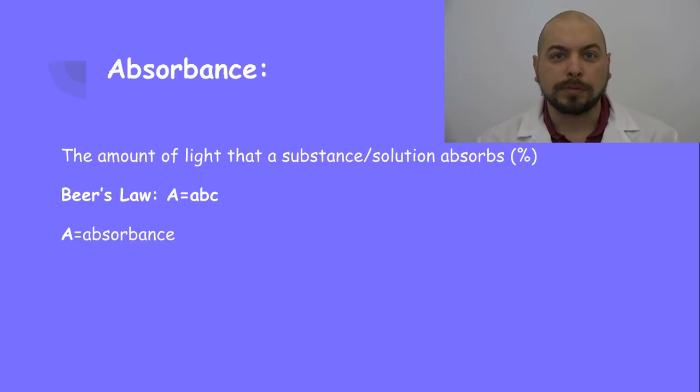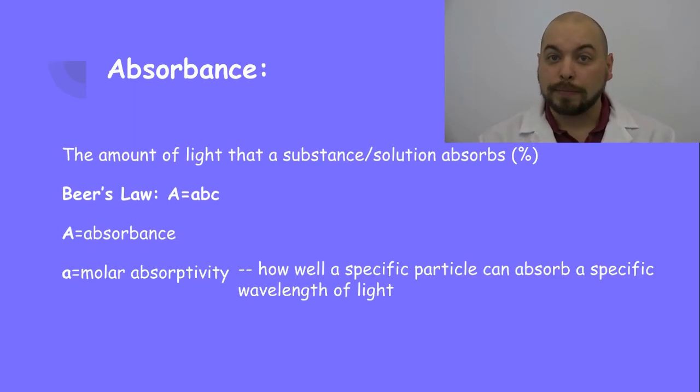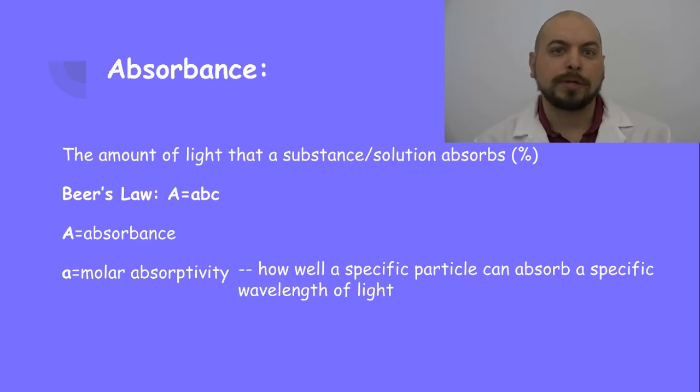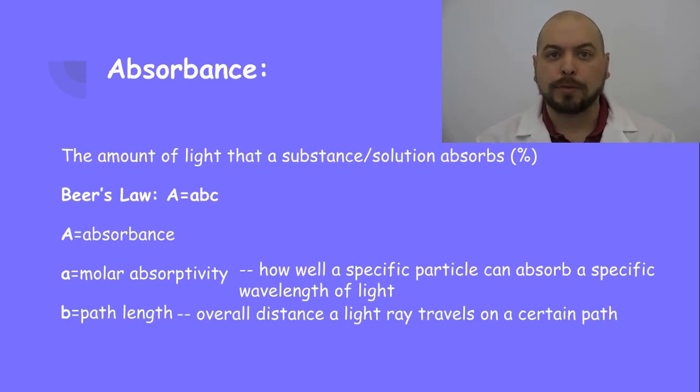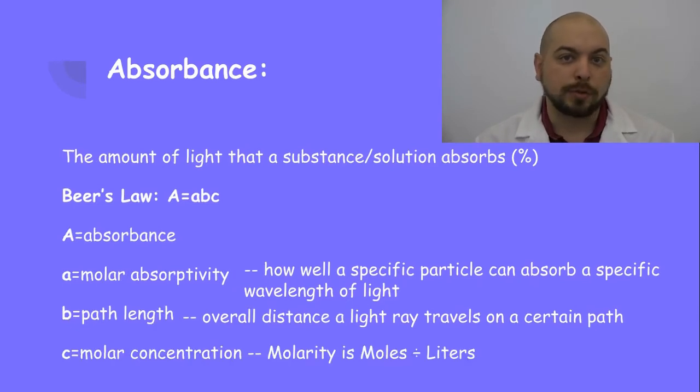A, which is absorbance, is equal to little a, which is molar absorptivity, which is essentially, for the particle that you're looking at, how much would it absorb if there was only 1 mole of it, times b, which is path length. So in other words, if I shine a light through a very narrow path, it's going to absorb less than if I shine light through a much longer path, times c, which is concentration.